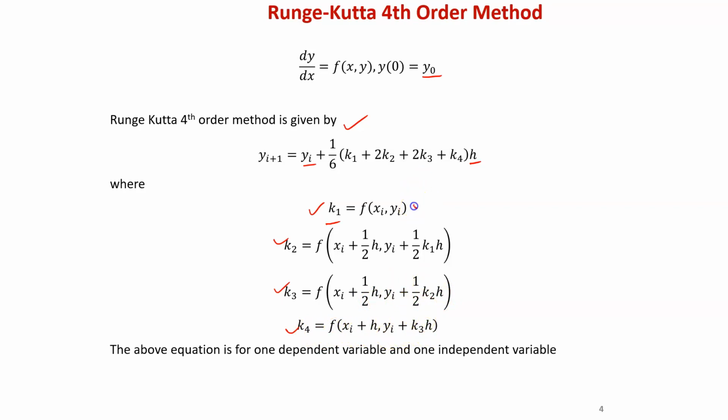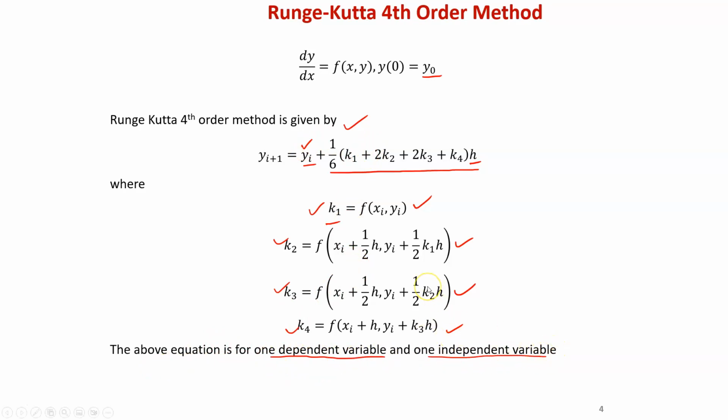First we have to calculate k1, k2, k3 and k4, and then we can take all the slopes and take the average, and we will get the step size of yi. Now here this equation has one dependent variable and one independent variable.